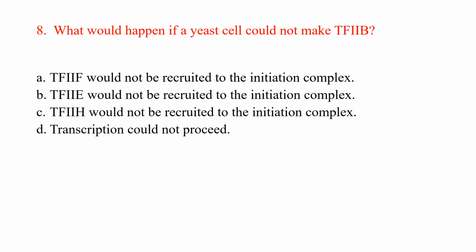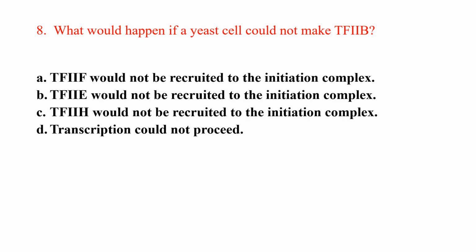And piggybacking on the last question, number 8, what would happen if a yeast cell could not make TFIIB? A, TFIIF would not be recruited to the initiation complex, or B, TFIIE, or C, TFIIH would not be recruited to the initiation complex, and again, D, transcription could not proceed.